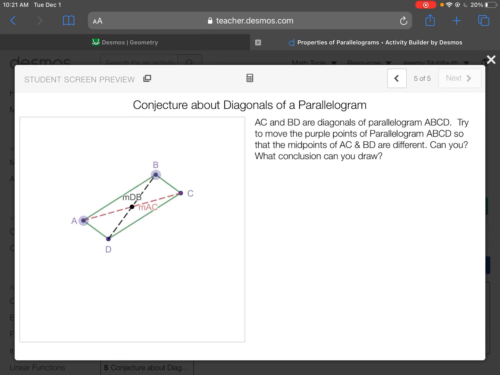So in this right here, it says AC and BD are diagonals of a parallelogram ABCD. Try to move the purple points of parallelogram ABCD so that the midpoints of AC and BD are different. Can you? What conclusion can you draw?